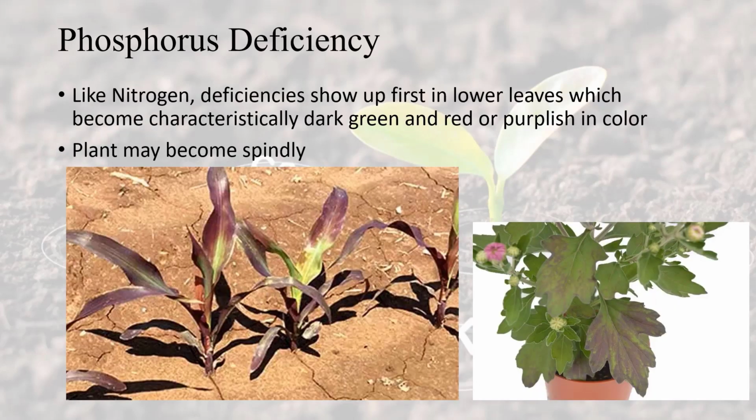Now, phosphorus deficiency is pretty easy to spot, right? Like nitrogen, those deficiencies are going to show up in the lower leaves first, and then they have a characteristically dark green and red or purple color. If you start to see that deficiency, that's what the deficiency looks like. And your plants may become spindly, right? So long and thin. But it's fairly easy. It's actually probably the easiest one to spot because of that characteristic color that develops.